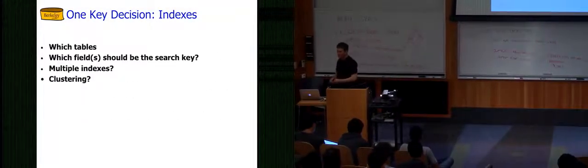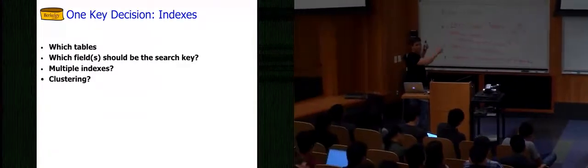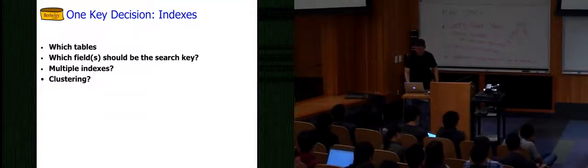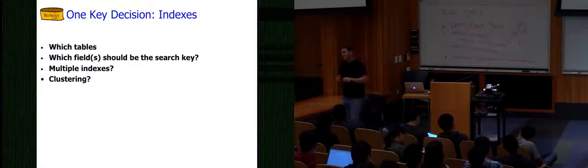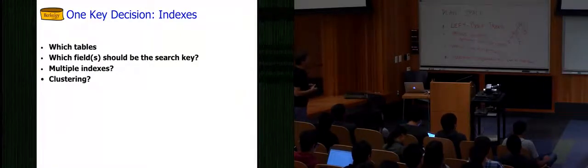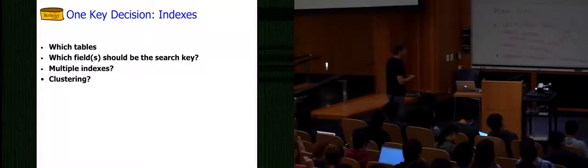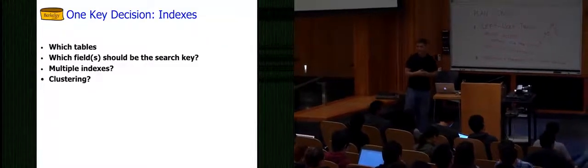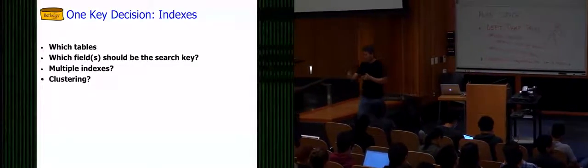So one key decision a database administrator might make is what indexes to build. Which tables should have indexes? What fields should be in the search key? Do you have one index with, say, lots of columns in the search key? Or do you have many indexes, one in each column? And should these indexes be clustered or not?